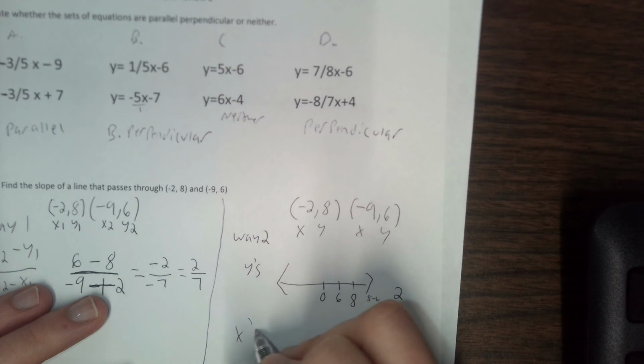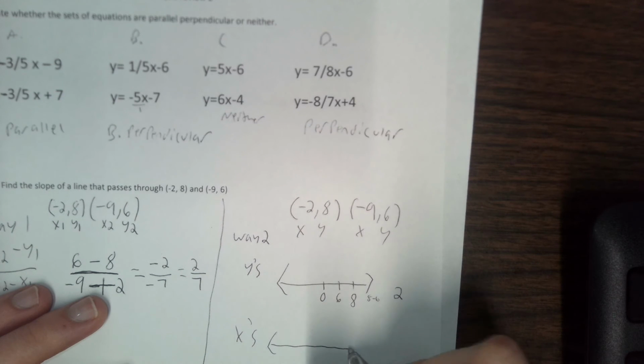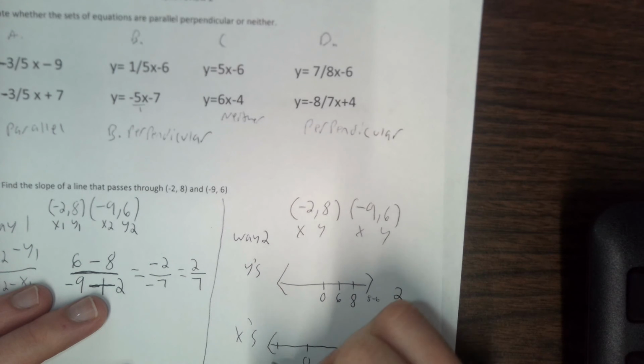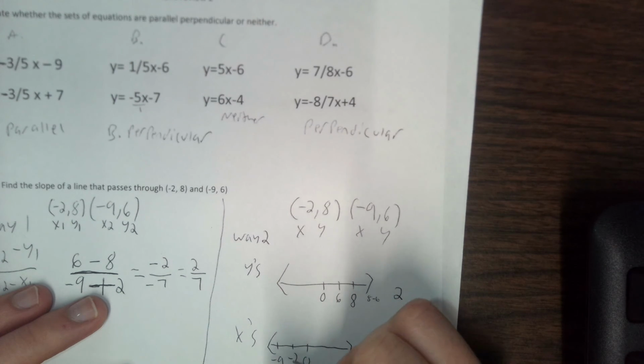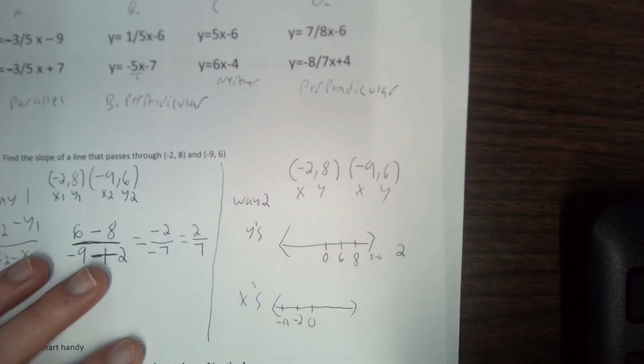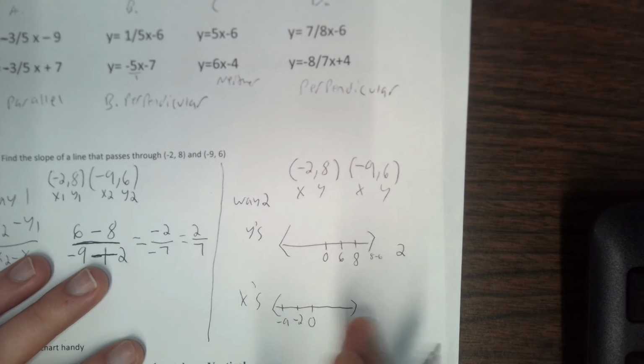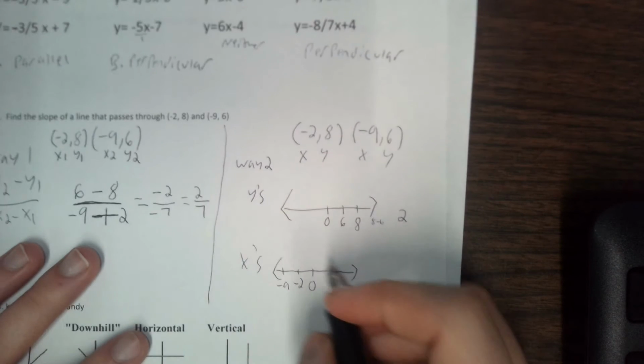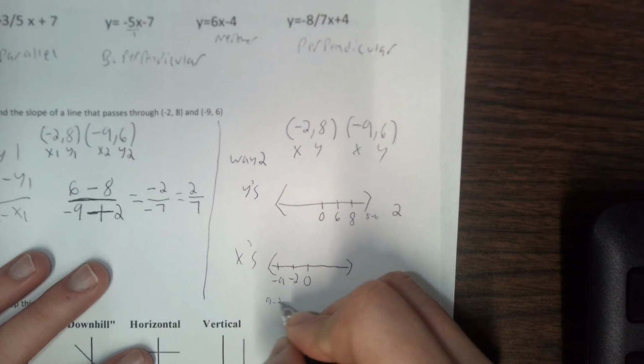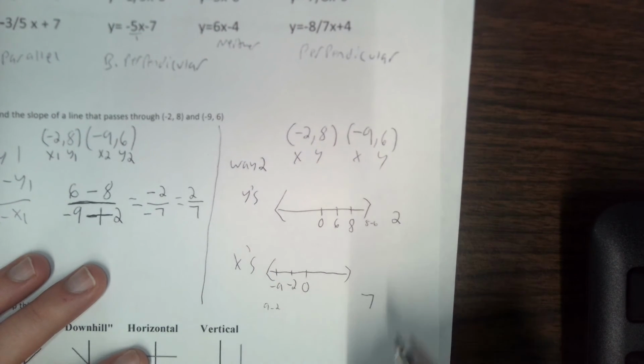Now for our x's, again we include 0. We have a -9 and a -2. We get to ignore the negatives because they're on the same side of 0, so we just subtract the two numbers, big minus small. 9 minus 2 is 7.